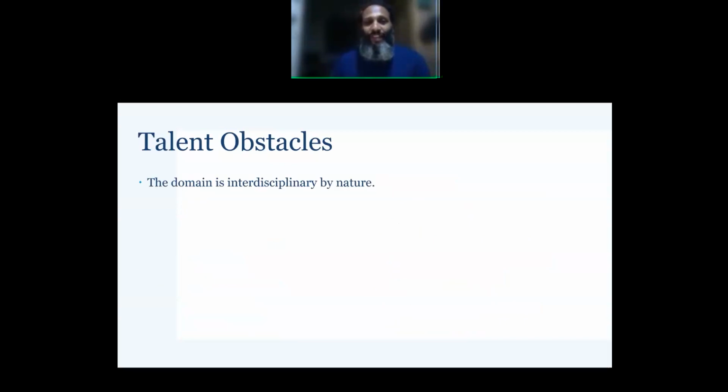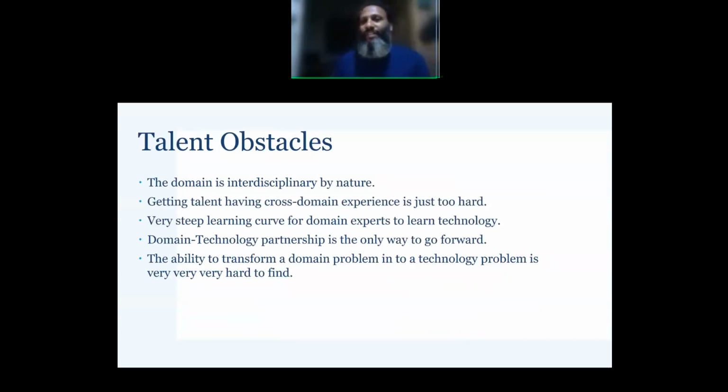And let's look at the talent obstacles. The problem here is you might be a very, very good engineer, you might be a very, very good researcher, but without the domain skills, it's not useful. It's totally not useful.